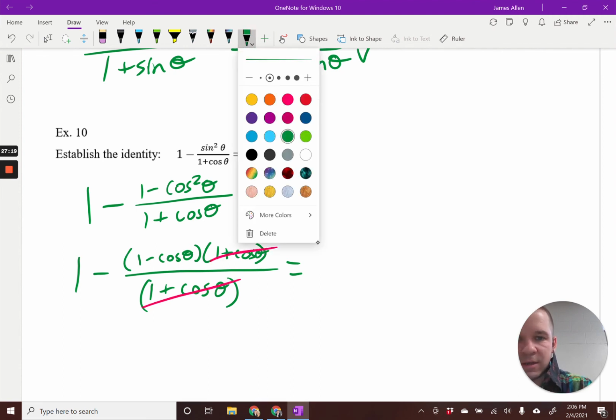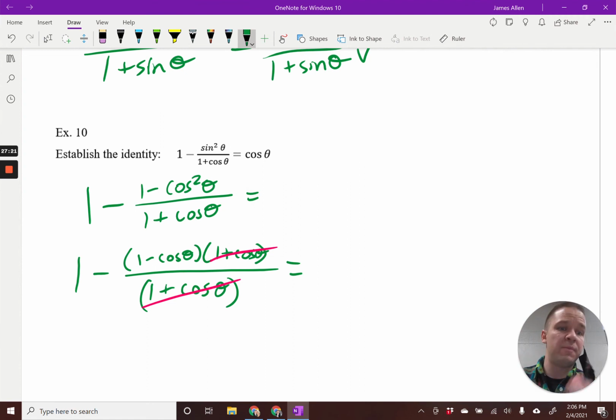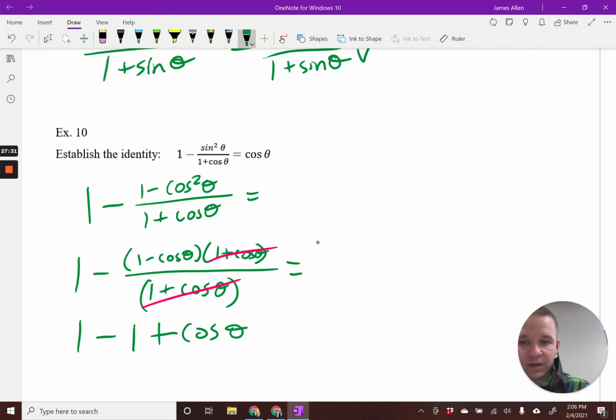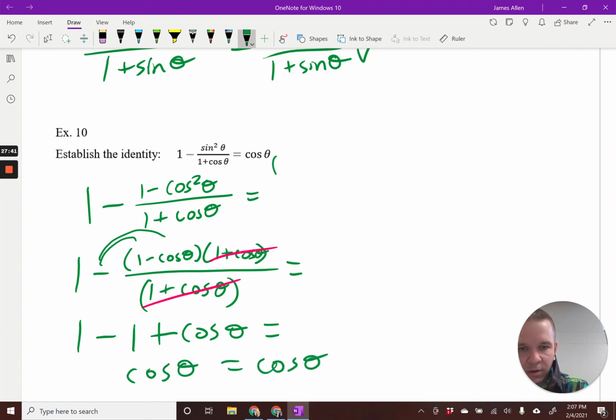Nice. So I factored after I subbed in 1 minus cosine squared theta, and now I have 1 minus 1. Don't forget to distribute. That's going to be positive cosine of theta, right? If I distribute this negative to both of those. And then 1 minus 1 is 0, so I'd get cosine of theta is equal to cosine of theta.